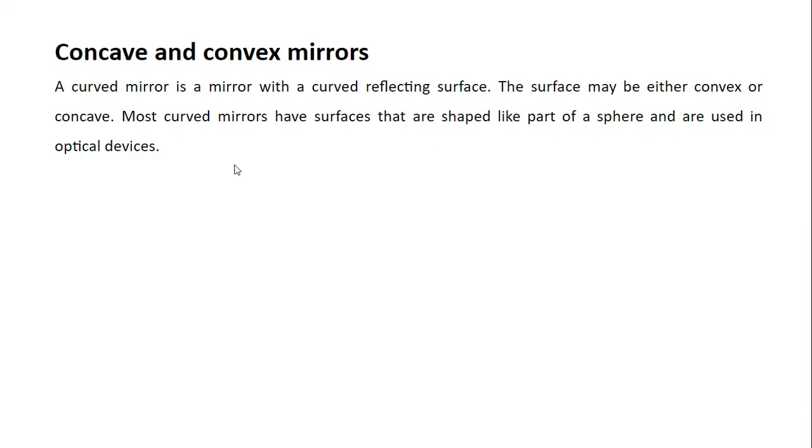Basically, we do have the plane mirror, but the need for spherical mirrors is considered the next level, because in a plane mirror you can easily find your appearance upright, in the same size, with equal distance of image and object. So when we need to enlarge the image, or diminish the size of the image, we go for spherical mirrors. We go for concave and convex mirrors.